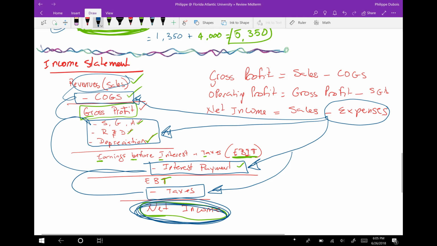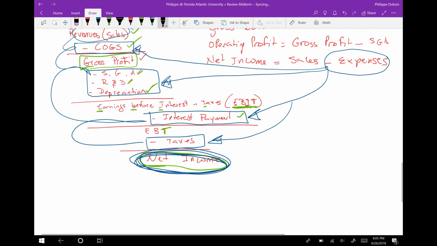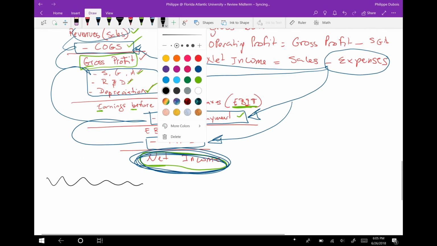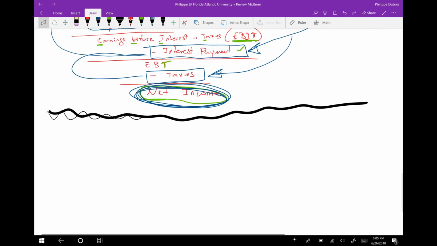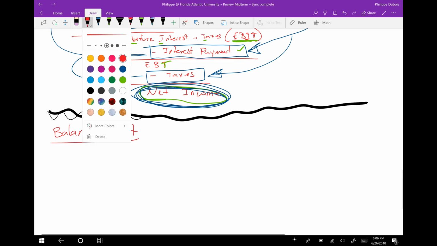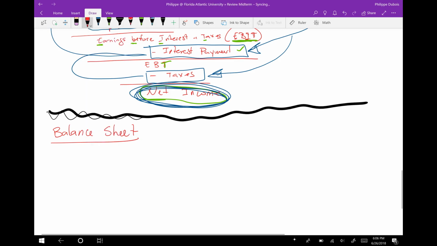Now let's look at the balance sheet, which is another very important financial statement in finance. All right, balance sheet. As I mentioned moments ago, the most important equation when it comes to financial statements is the one of the balance sheet, where your asset equals your liability plus equity. All right, left side, right side.